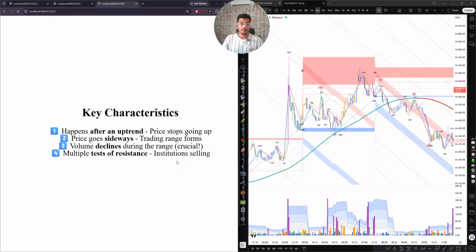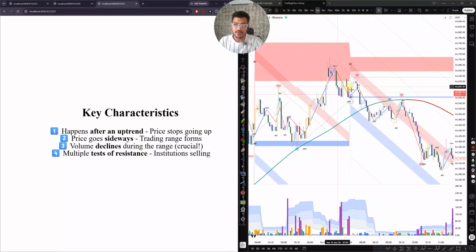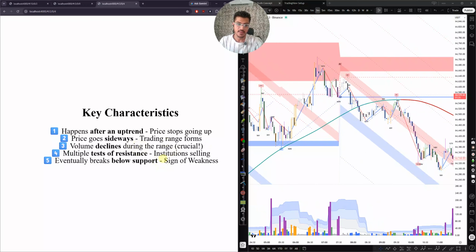Multiple tests of the resistance that we're going to be seeing, that's actually the action executed by the institutions. So you can see multiple tests of the resistance right there, breaking down action. Now, eventually, price breaks below the support. That's what we see here. And the sign of weakness happens around here.